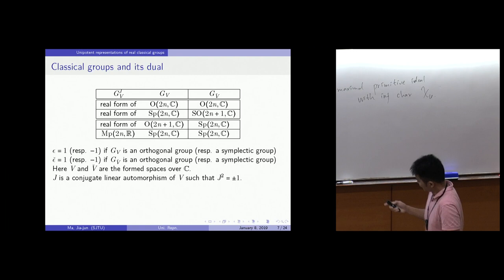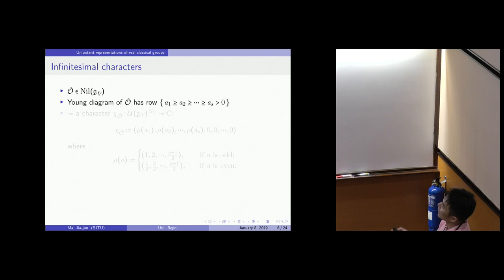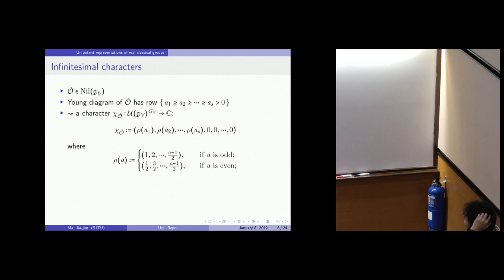Okay, so our starting point, I think politically correct, should be starting from a nilpotent orbit in the dual group, or the dual Lie algebra of the dual group. For classical groups, it is described by Young diagrams. Suppose this orbit has a diagram with rows a_1, a_2 to a_s. Then from this diagram, we can construct an infinitesimal character. We call it lambda.